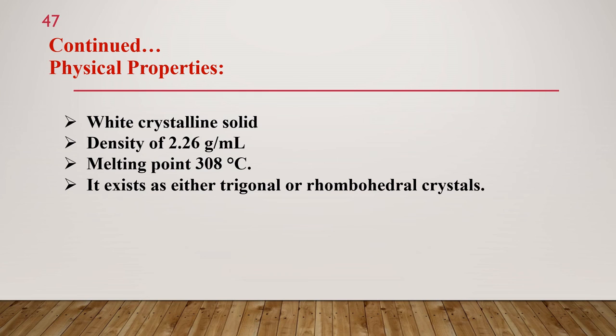Physical properties of sodium nitrite. Sodium nitrite occurs as a white crystalline solid. The density of sodium nitrite is 2.26 gram per ml. The melting point of sodium nitrite is 308 degrees Celsius. Sodium nitrite exists as a trigonal or rhombohedral crystal.